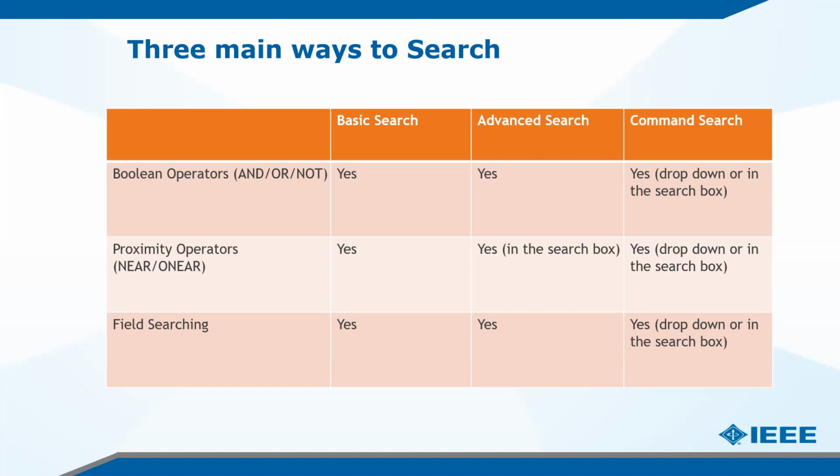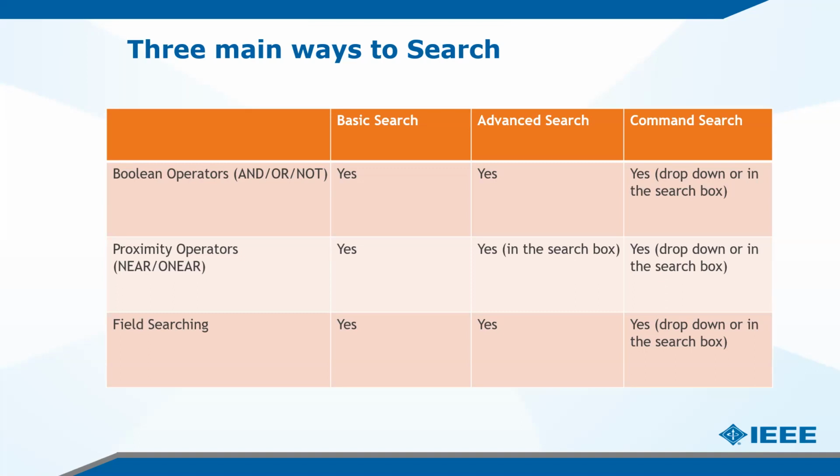Whereas advanced search, which is linked underneath the search bar off the homepage of Xplore, allows you to use Boolean operators, proximity operators in the search box, and field searching. Advanced search has the Boolean and the fields in a drop-down. I'll show you those in a moment. And for proximity operators, you can type them into the search boxes. And advanced search allows you to search full text.